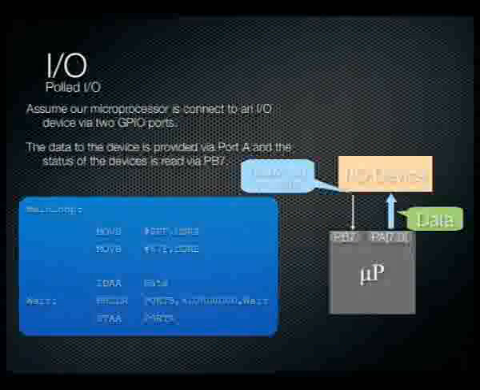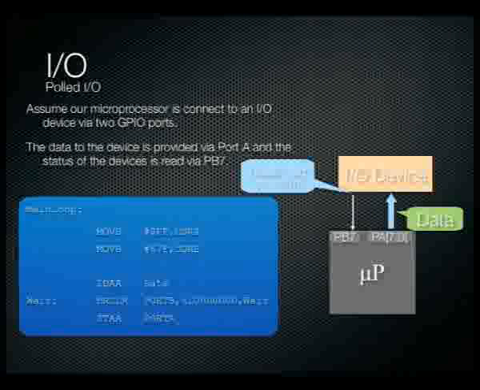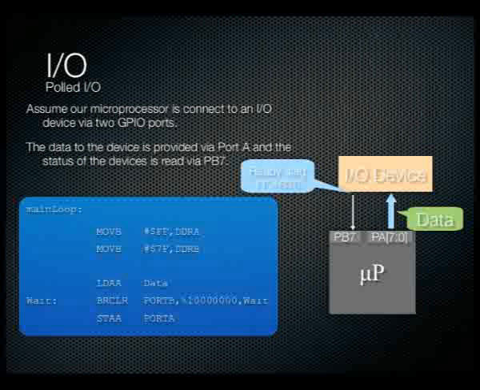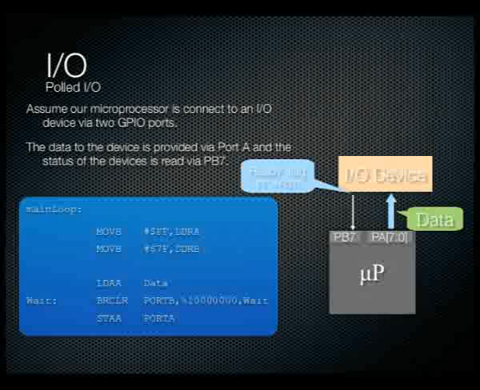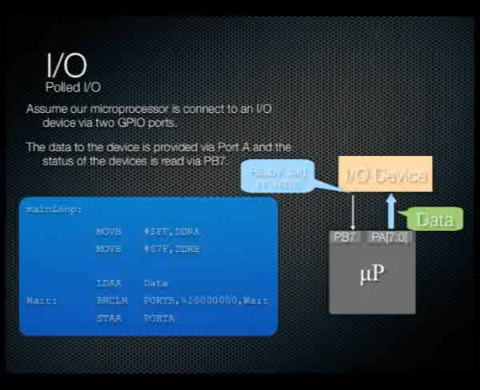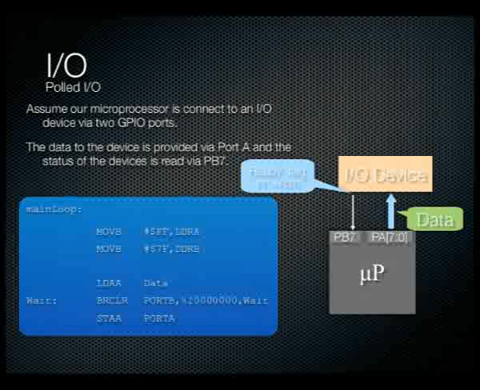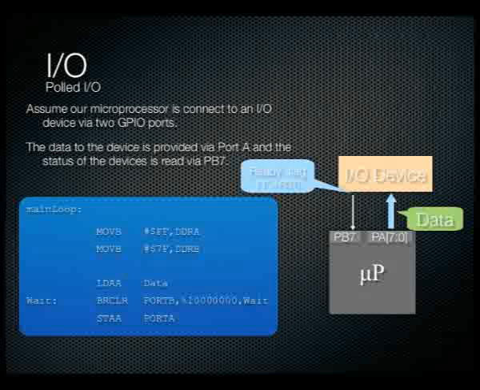So to give you an example of this, I've got an I/O device, and I've basically hooked up that I/O device to port A, so I can simply send it a chunk of data through port A, and the I/O device sends back through pin 7 of port B to tell me when it's ready for new data. Okay, so I simply set up the data direction registers for port A and port B.